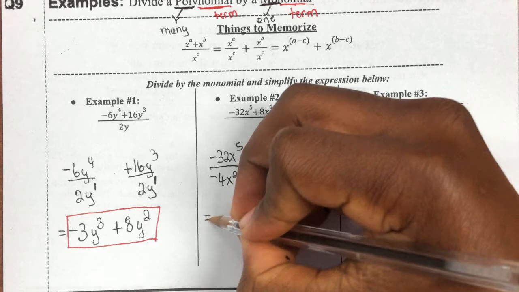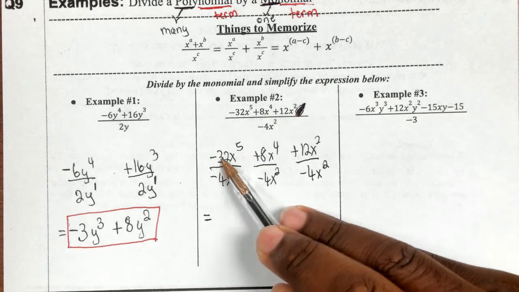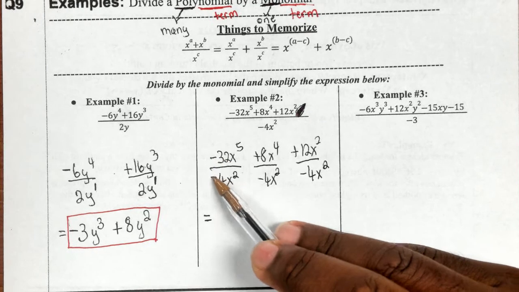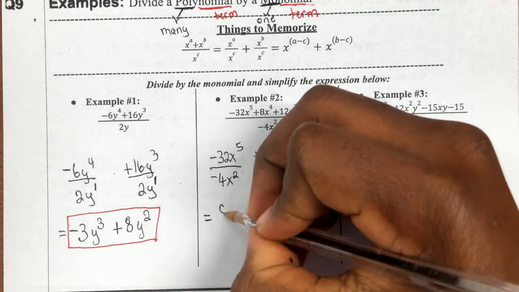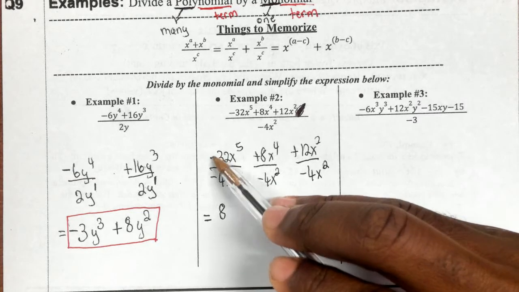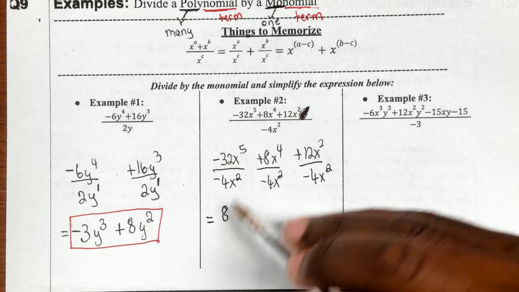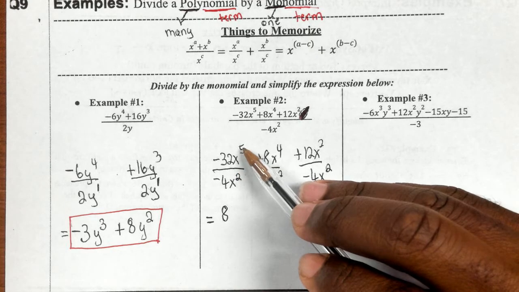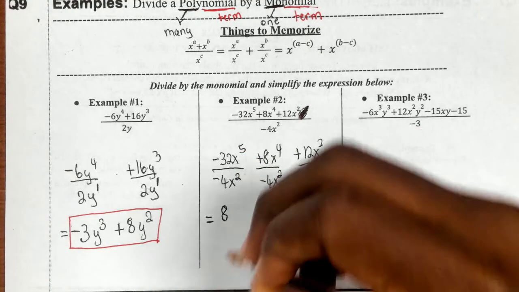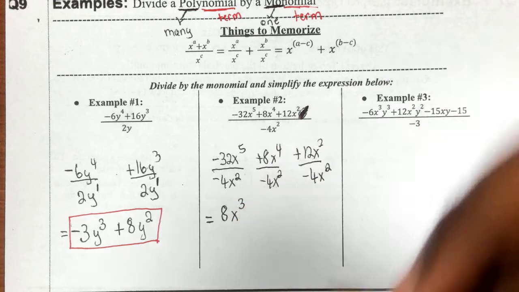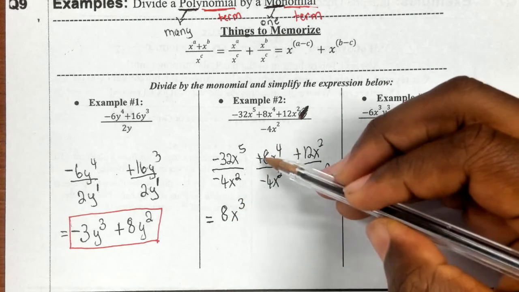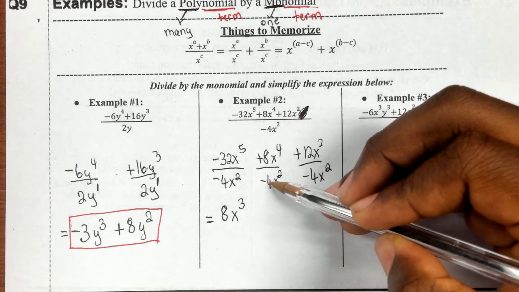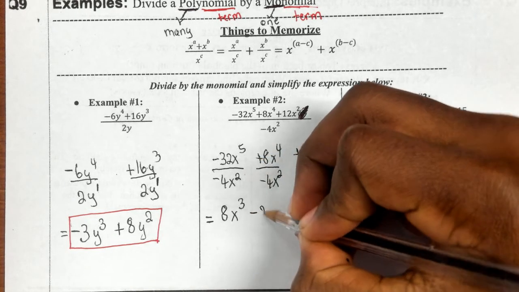Let's go ahead and do this question. The first thing you're going to do is divide the coefficients in front. Negative 32 divided by negative 4 is positive 8, because a negative divided by a negative is a positive. When we divide things that have the same base, you subtract exponents. So what's 5 take away 2? 3. Now I'm at my next term. The numbers in front, I divide them. Positive 8 divided by negative 4 is negative 2.